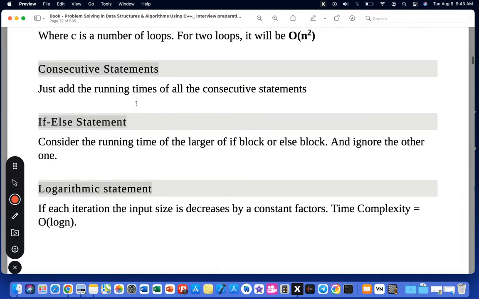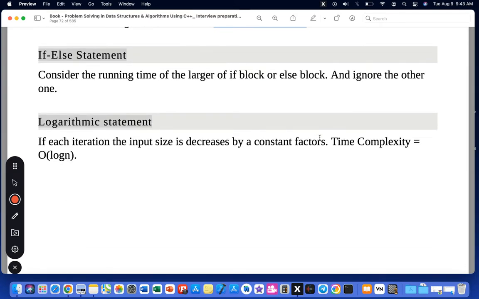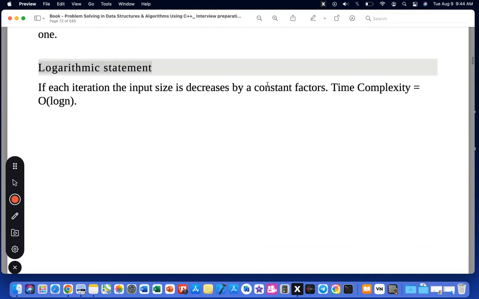Consecutive statements. Just add the running time of all consecutive statements. We're trying to find the running time of a program, okay? If else statement, consider the running time of the larger of the if block or else block. We consider the worst case, the largest one. Whatever is the largest, we consider that, and ignore the other one. Consider the worst case.